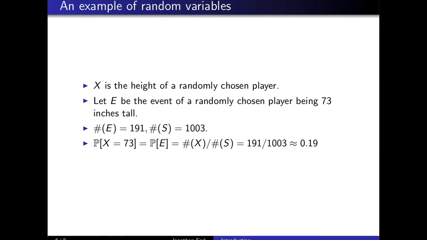There are 1,003 possible players to choose from, and choosing any one player is as likely as choosing any of the others. So the probability that the height of a randomly chosen player is 73 inches, or the probability that E occurs, is just 191 divided by 1,003, or about 19%.